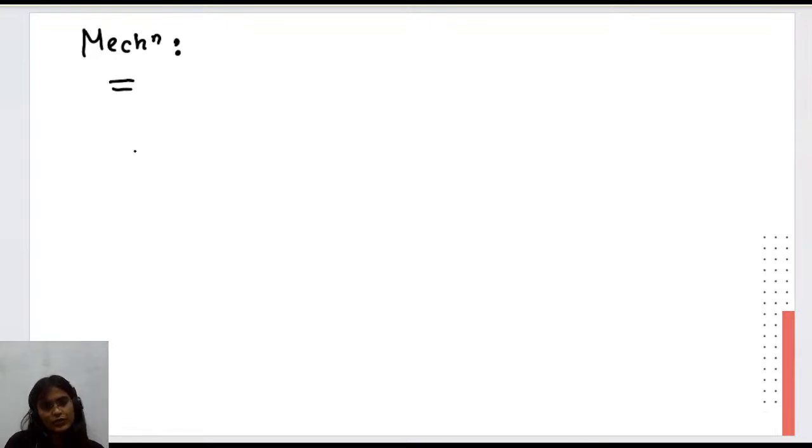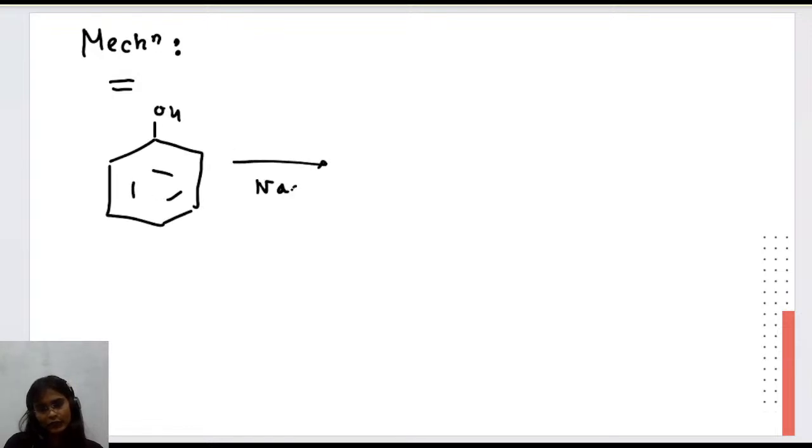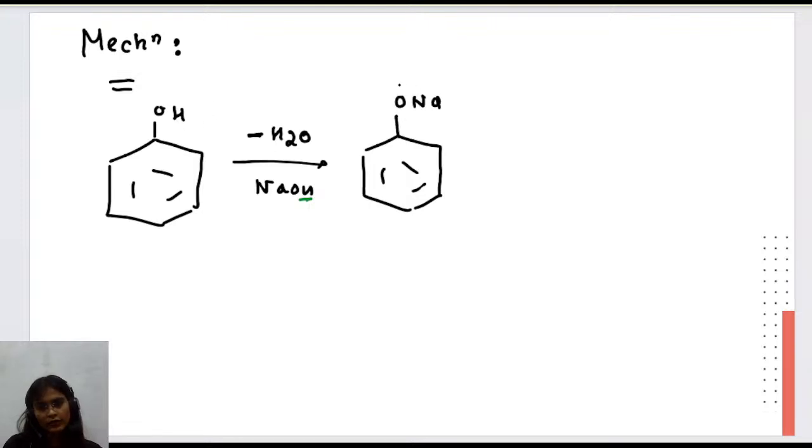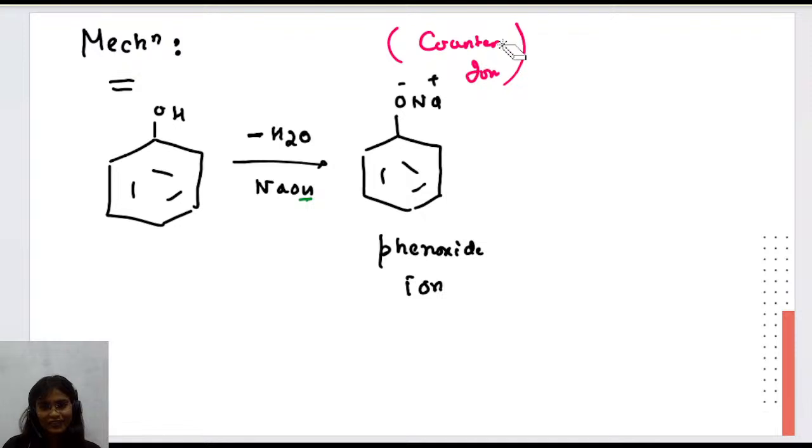So first of all, it's phenol, step number one. In this phenol, we are adding NaOH. I hope you know very well what is happening now. Water is going to evolve. H positive and OH combine and we end up with water simply. So we are getting Na positive, O negative. What is it? It's a phenoxide ion, or sodium phenoxide you can say as well. But I hope you already know this Na is just a counter ion, just to stabilize the charge.